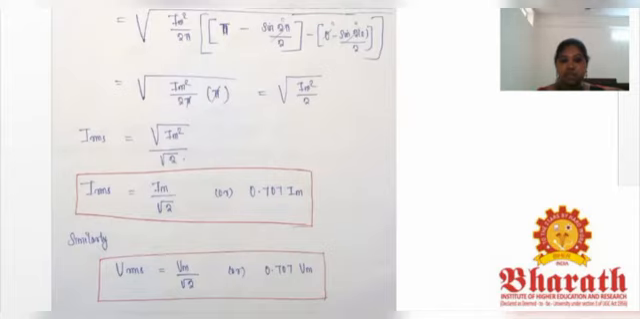Same way, instead of current, if you draw the voltage waveform, then you will be getting Vrms. So Vrms will be equal to Vm divided by root 2, or 1 by root 2 will be equal to 0.707. So Vrms will be equal to 0.707 Vm. So this is your value for Irms and Vrms.